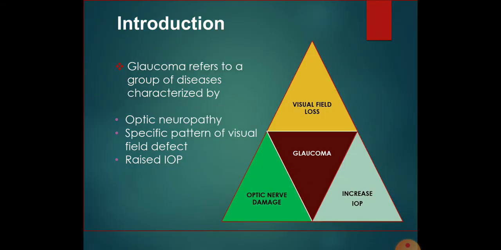So again repeating the same thing, glaucoma refers to a group of diseases characterized by optic neuropathy and a specific pattern of visual field defect, and it leads to raised intraocular tension or pressure, but this does not always happen. But many of the times we have seen that it is more than 21 millimeters of mercury. Optic nerve damage is one of the characteristic features, along with increased IOP and visual field loss. So that is the triad of glaucoma.